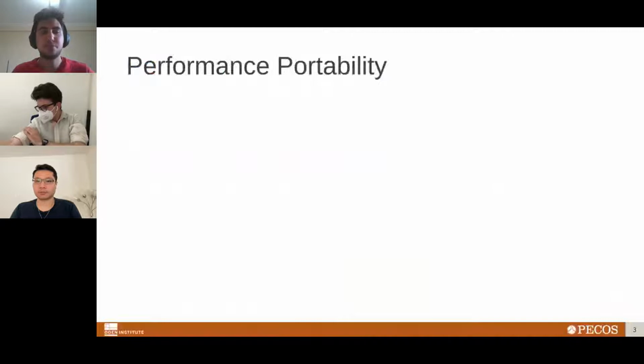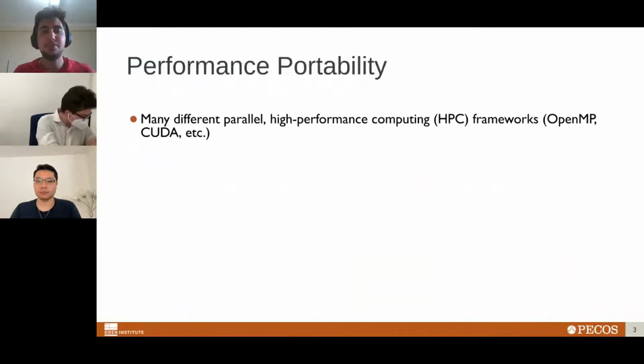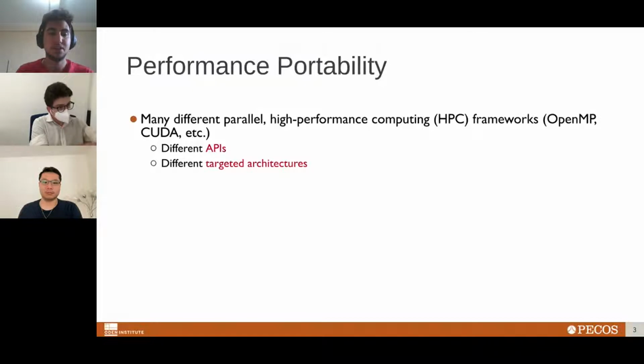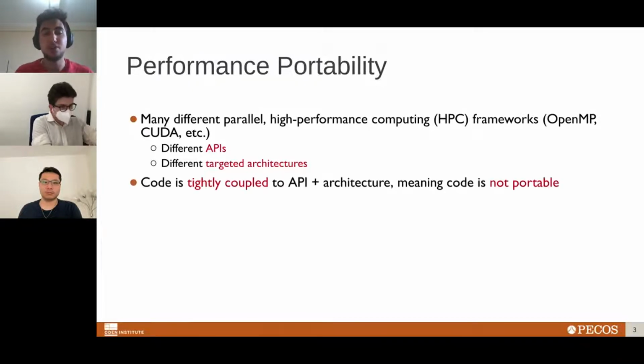So what is performance portability? Well, many of the current parallel high-performance computing frameworks, such as OpenMP and CUDA, all tend to have different APIs, and they target different architectures. And this is a problem because you end up with code that is very tightly coupled to both the API and the architecture, meaning that it is not portable.